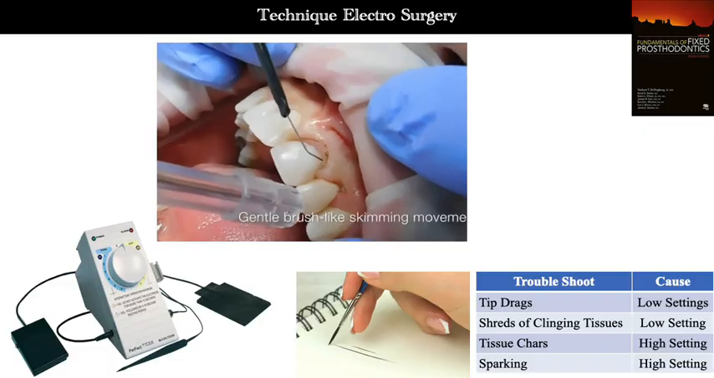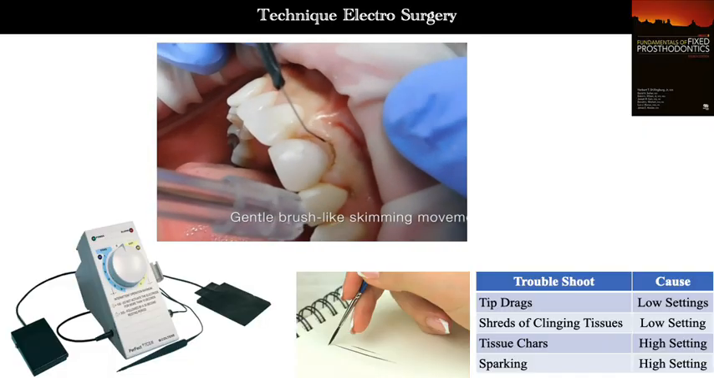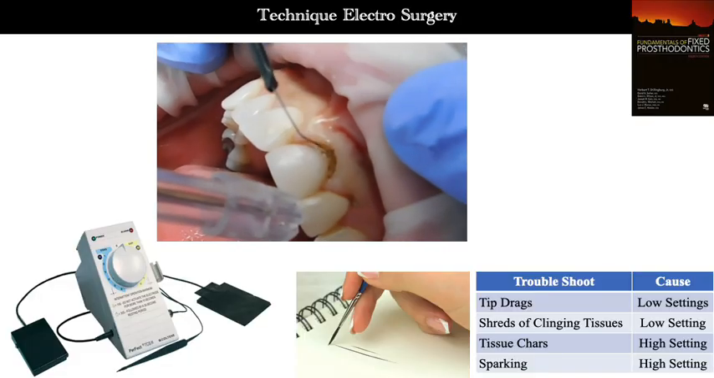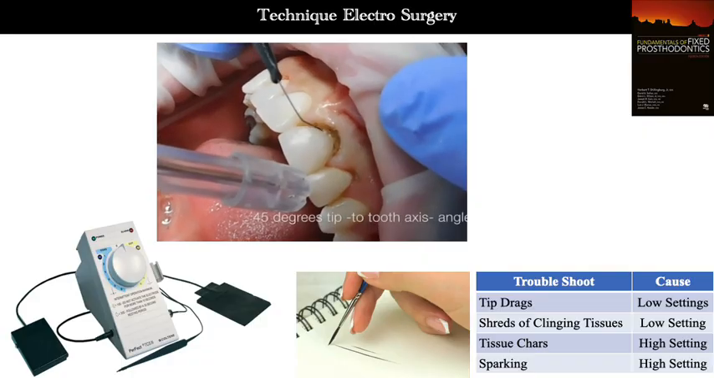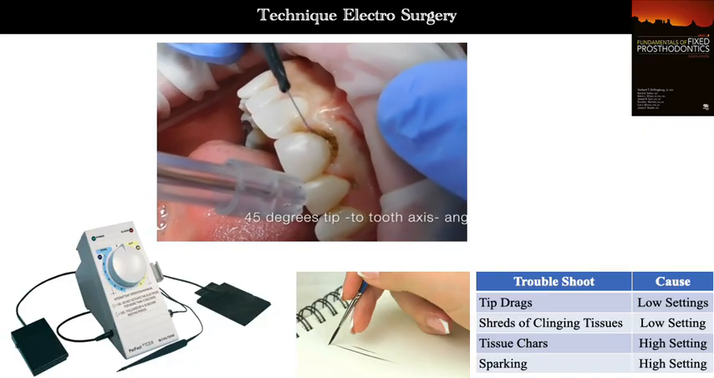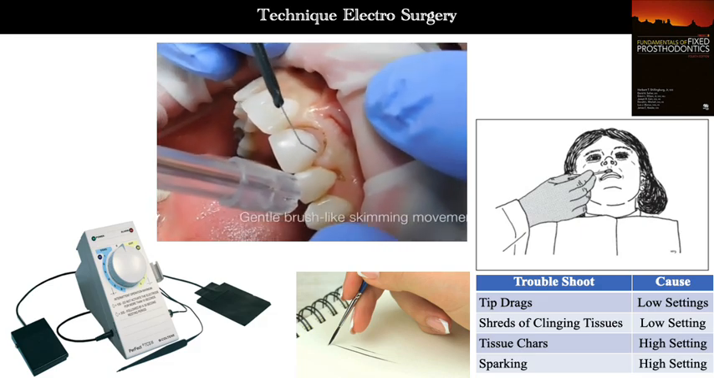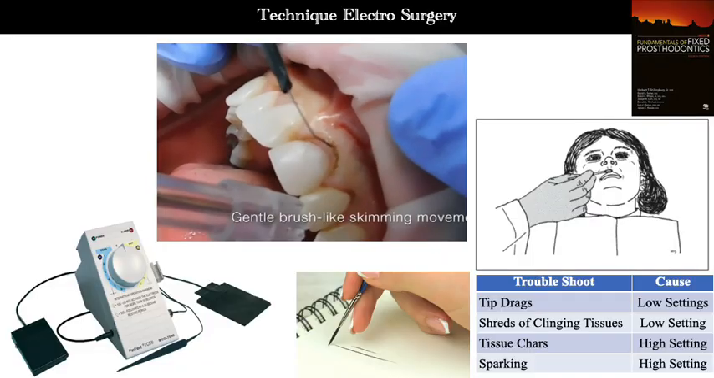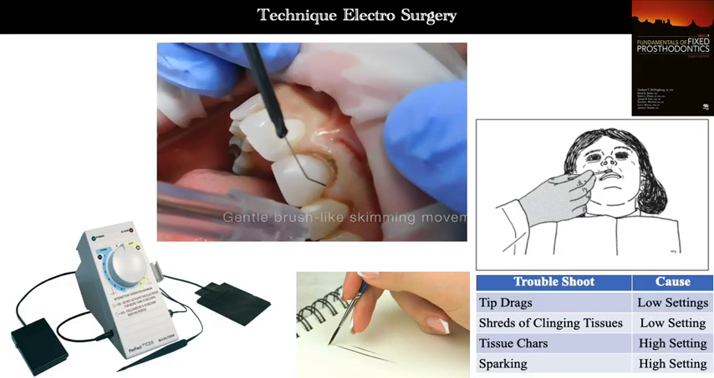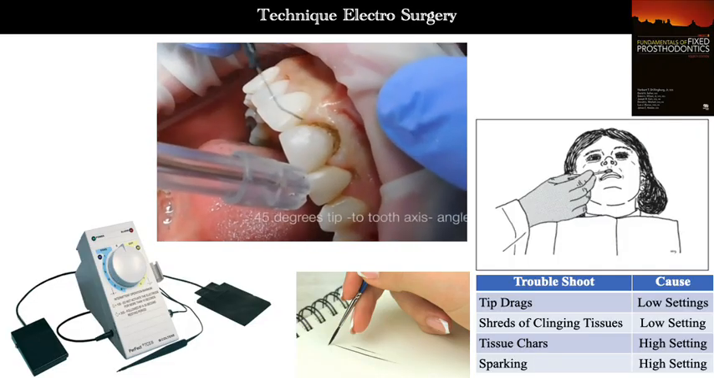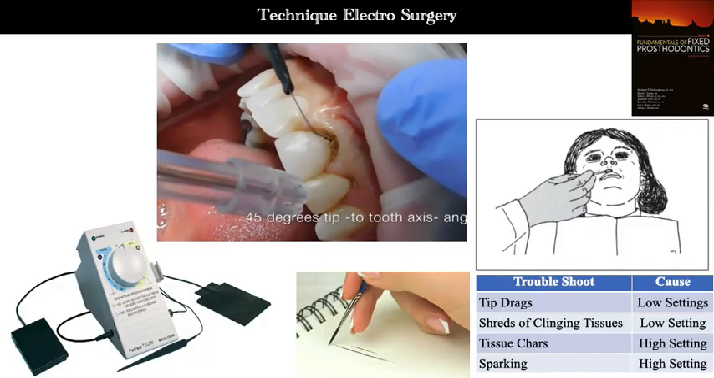And in case there is tissue charring, and if there could be sparking, then the settings are quite high. So in that case we have to reduce the setting. Now the thing about the electrosurgical procedure is that the patient could get quite traumatized due to the fact that the patient's own tissue getting charred is felt and smelled by the patient.